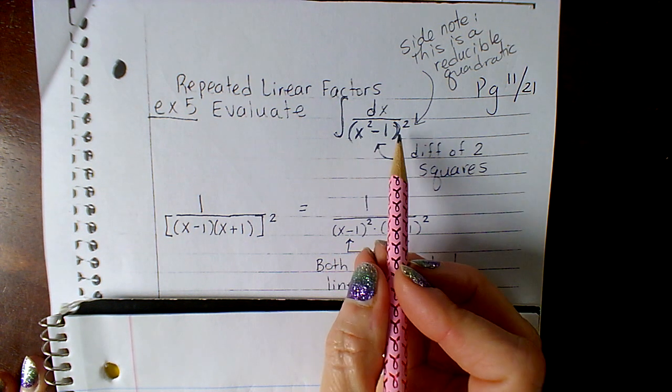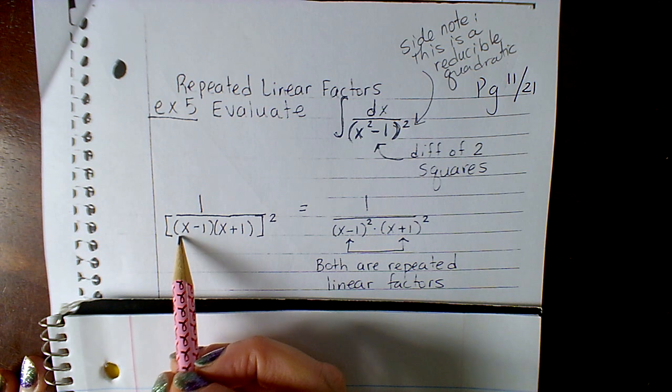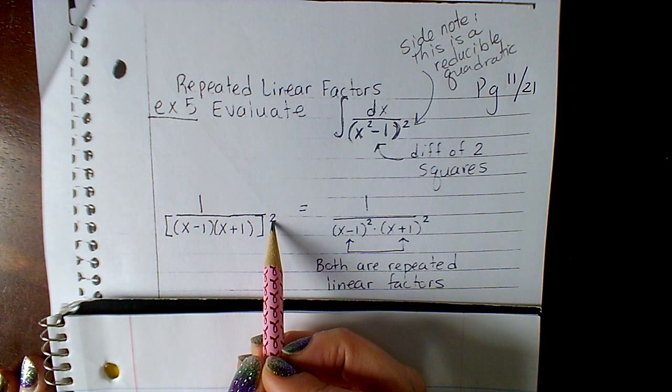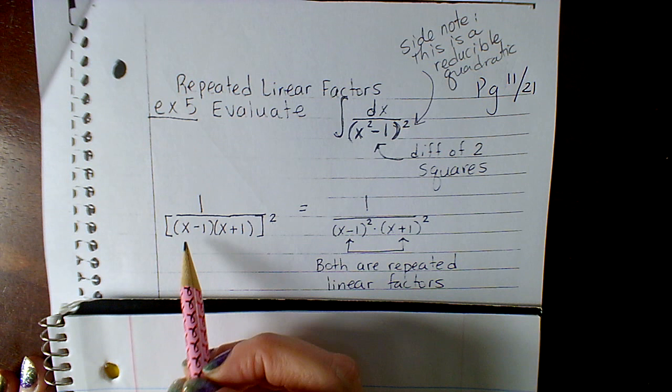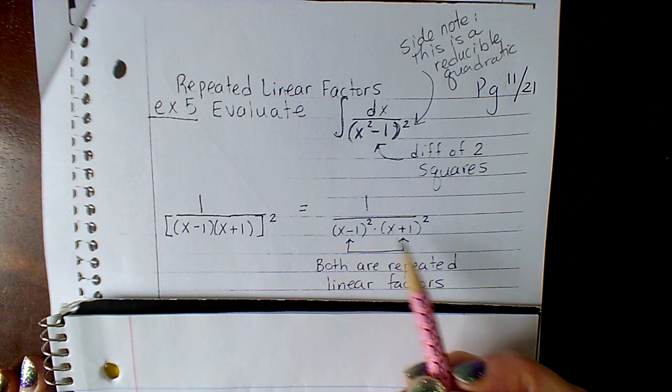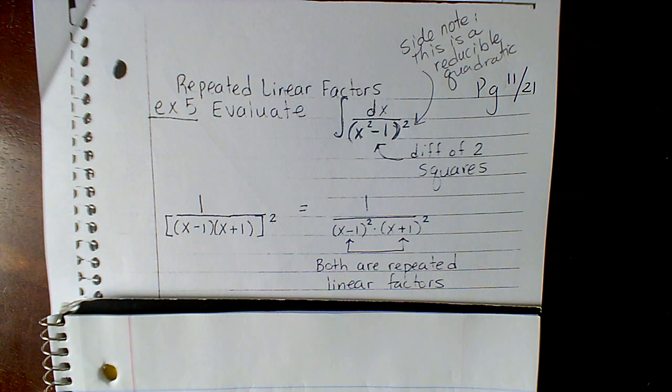By factoring this x squared minus 1 into x minus 1, x plus 1, this squared on the outside here is for both of these. So this is x minus 1 squared times x plus 1 squared. Both of those are repeated linear factors.